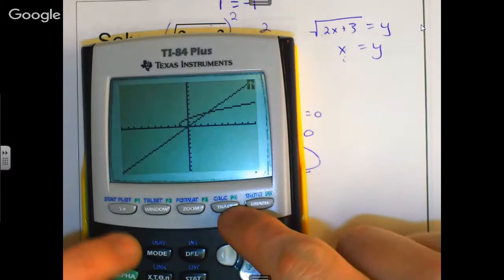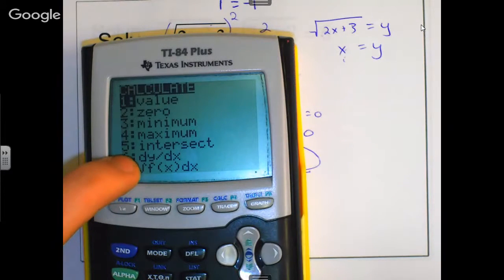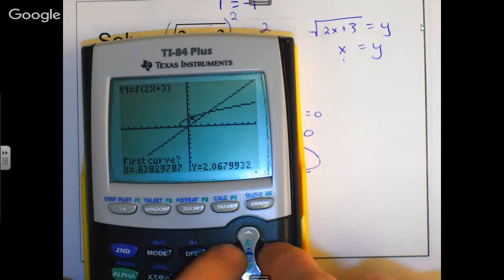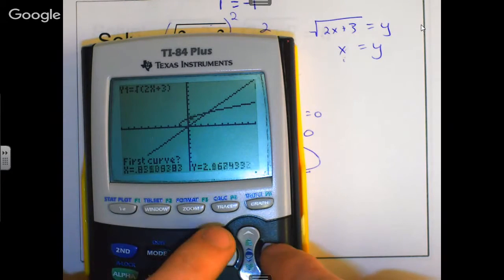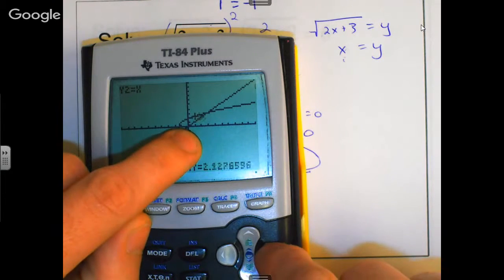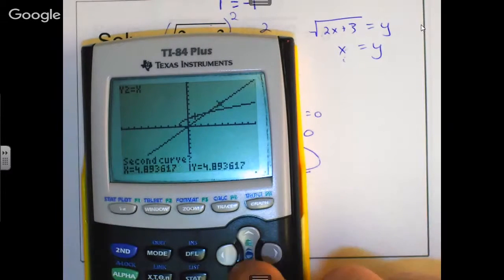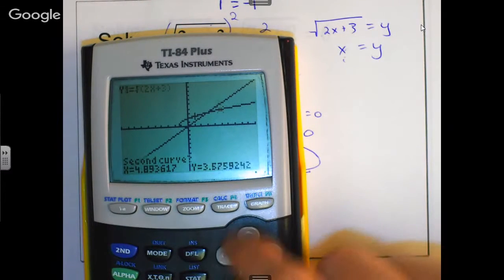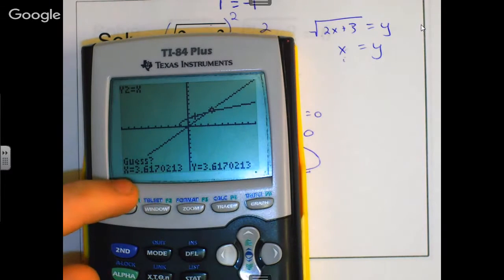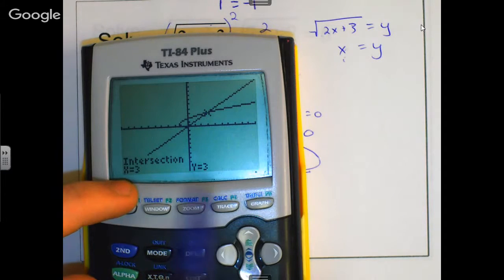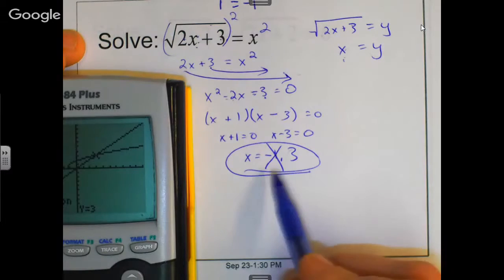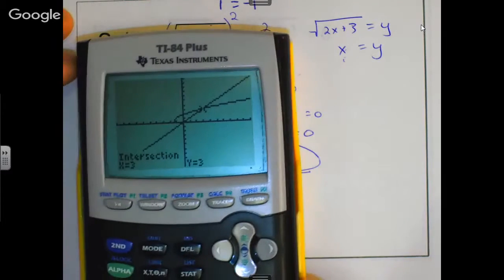If I go second, calculate, go down to number 5, intersect. First curve, you'll notice my cursor is on one of them. Hit enter, go over by the intersection and hit enter. Notice it jumps to the second one. If I'm not on the one I want, I simply hit up or down and it switches curves. So I'll go by the intersection, hit enter. Guess, you do not have to guess, so hit enter again. And we have x equals 3. Well, if you look right here, we got x equals 3. So that's one way we can check.